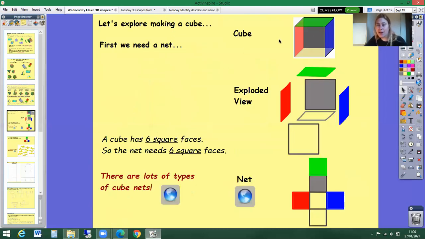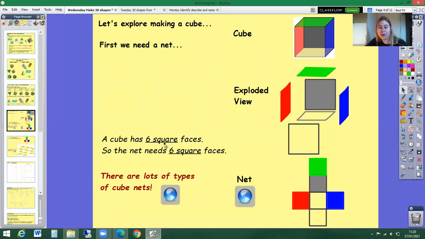So let's explore making a cube. Hopefully you recognize this from yesterday. We're going to need a net. So yesterday we explored how we could explode the shape so that we could see all the different 2D faces that it is made up of. And then we can think about how we arrange those 2D faces into different joined patterns called nets. And if you want to look at the nets of shapes again, or look at exploding shapes, you can look at the link. It's on Padlet.